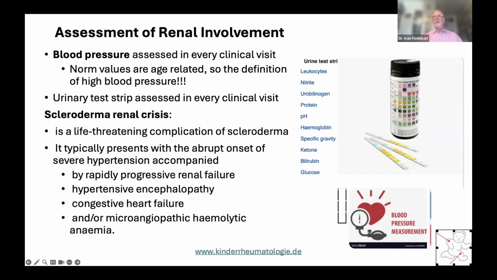A very easy screening of renal involvement is the urinary test strip, where you look for any protein or cells. And you ensure the scleroderma renal crisis that most of you have heard of. It typically presents with abrupt onset of severe hypertension, rapidly progressive renal dysfunction, encephalopathy, congestive heart failure, and microangiopathic changes. Fortunately, renal crisis is extremely rare in children. Of the 280 children we are following, only one has had a renal crisis.